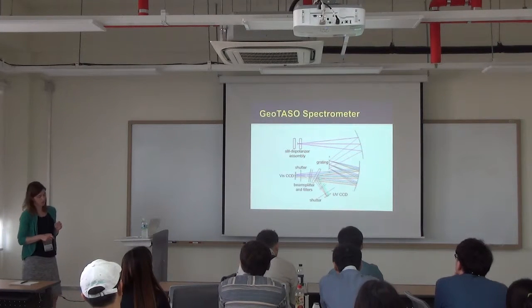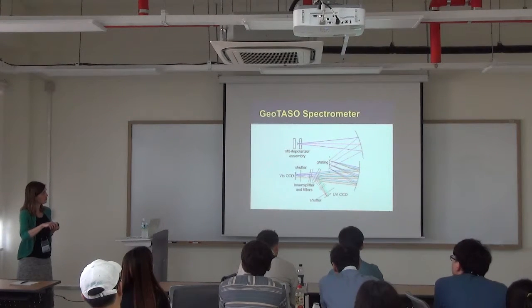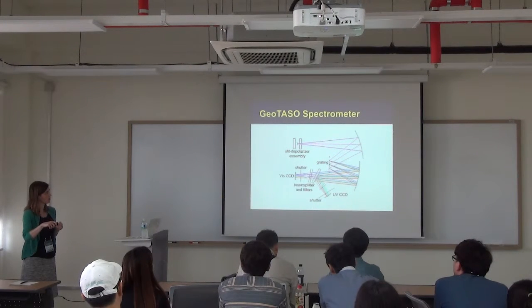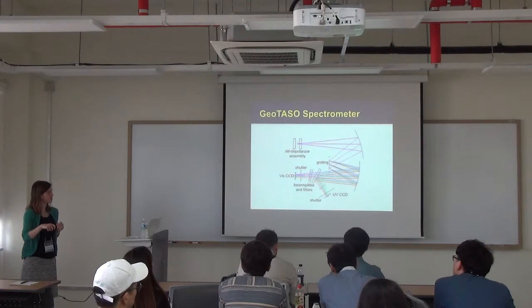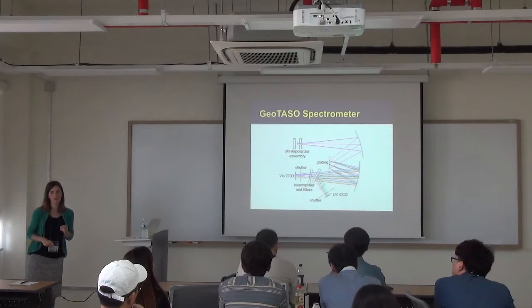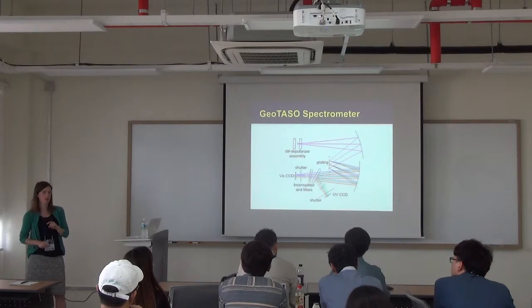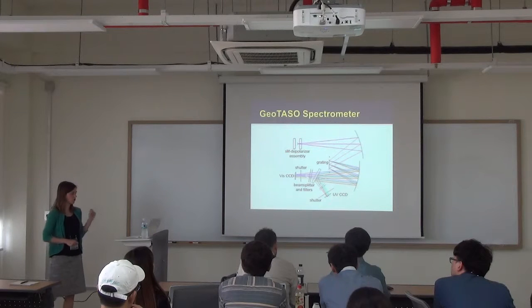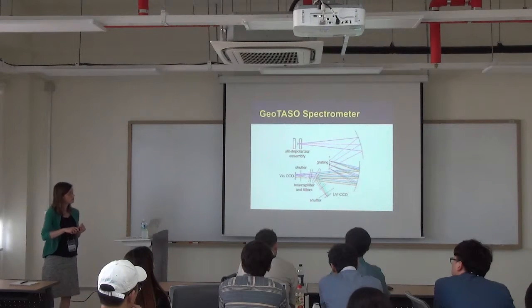This is a diagram of the main optics of the instrument. So the light comes in through a slit, a depolarizer assembly, and it's reflected and diffracted off of a grating. And the beam splitter here splits the orders onto the visible CCD array detector and the UV. There's also some filters in here, and the shutters in front of each of the CCD array detectors. Those are what are used to take the dark current measurements.